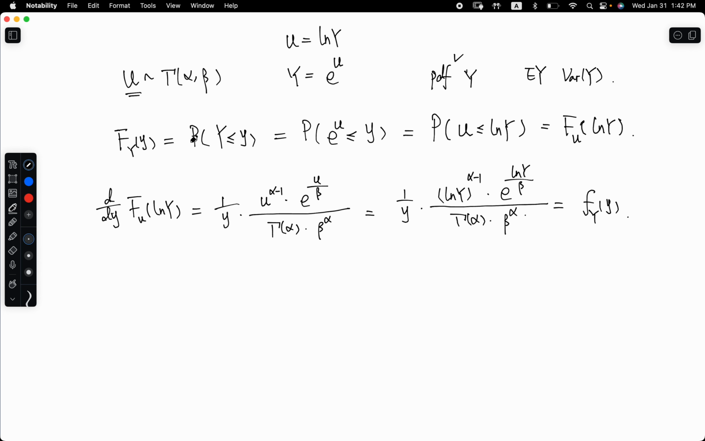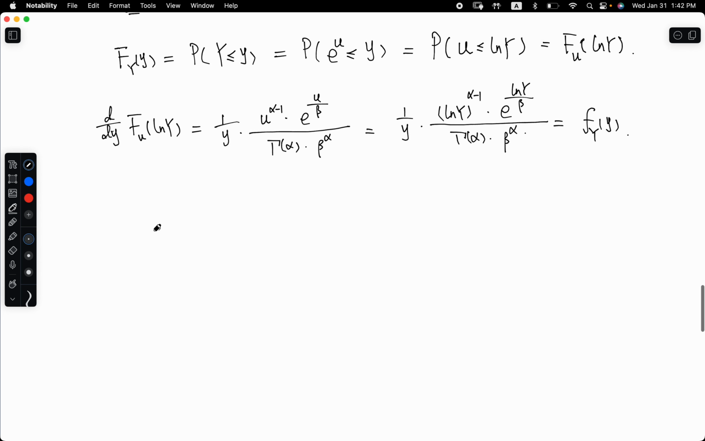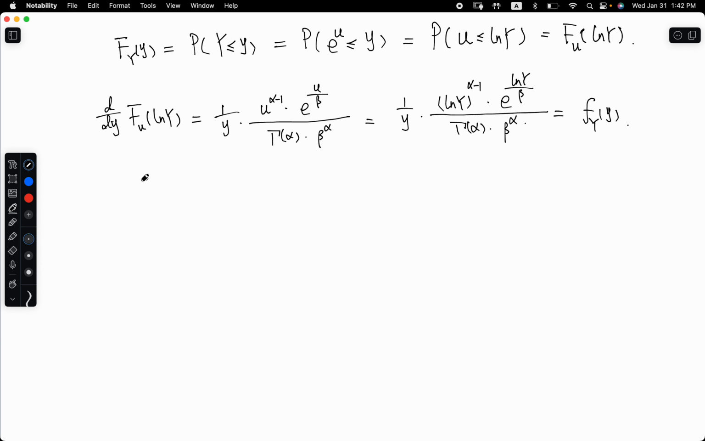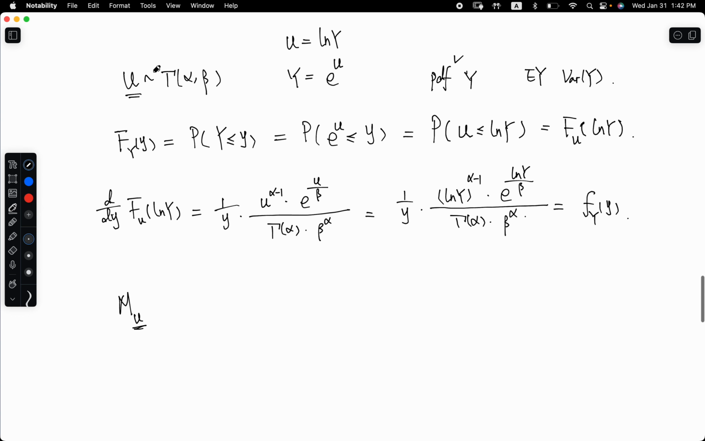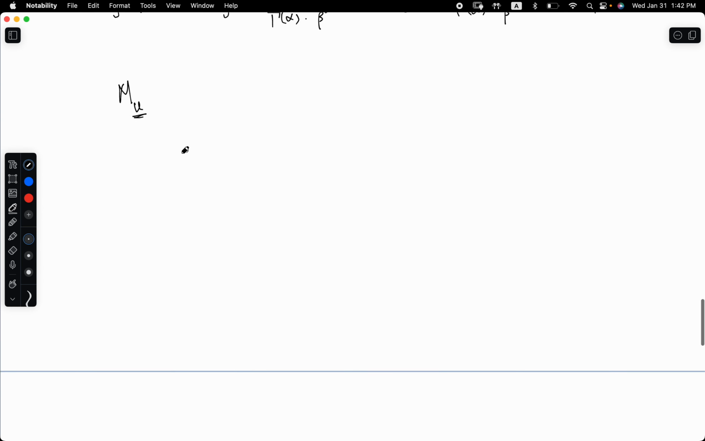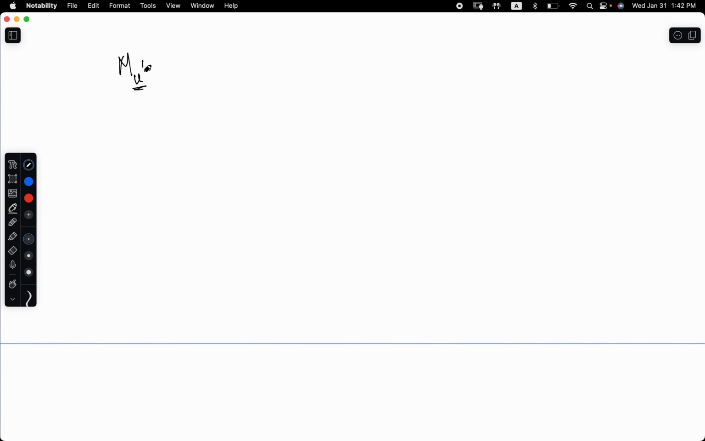Next, we are going to find the expectation of y. So first, maybe it's difficult to tell what distribution the random variable y follows based on this form. So we are going to use the moment generating function of the random variable u that we already know is following a gamma distribution. So we're going to start from there to answer the question.